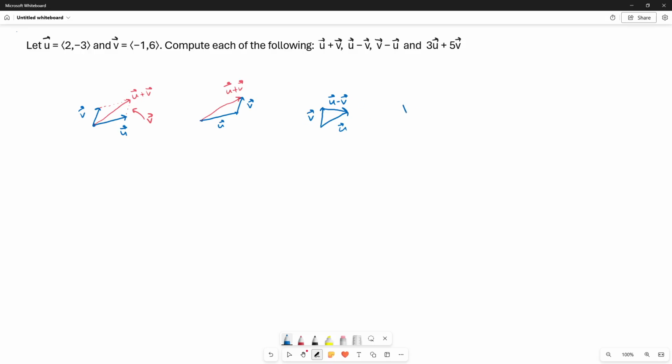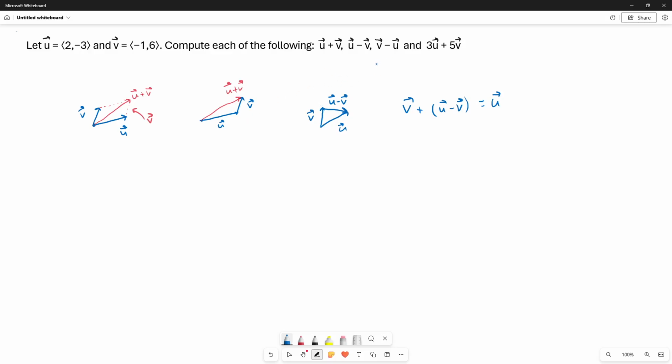If we were to take v and add to it the vector u minus v, then we would expect that the v and the negative v would cancel and we would get u. And that's what's happening here. In this second approach, we're starting with v and we're adding u minus v, and we get the vector u. Okay, so that's the geometry of it.